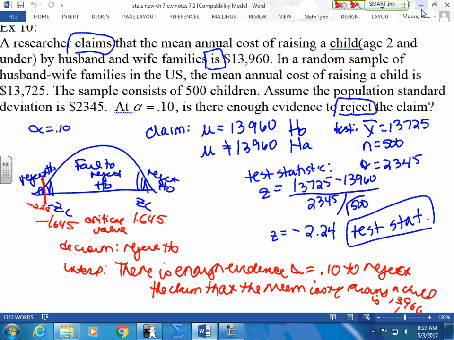Now, if we were doing this with your p-value, if we were testing this with the p-value, we would have to look this guy up in your table. We would look up negative 2.24. We get 0.0145, something like that.